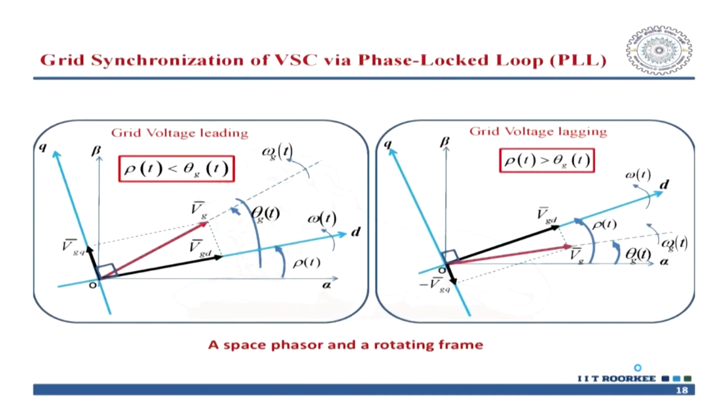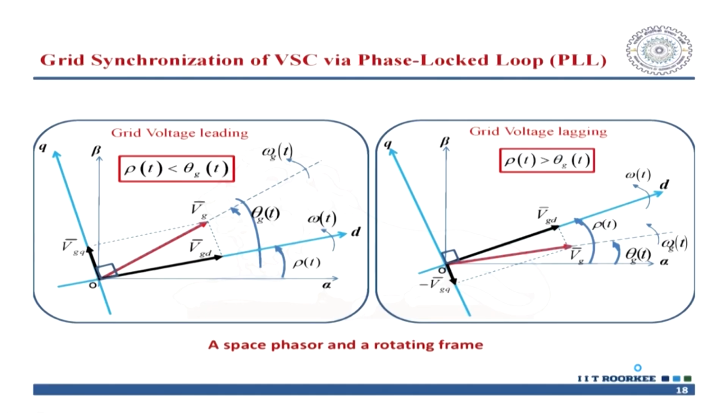Another interesting entity: we have shown several times in the Park transformation, ABC to alpha beta to DQ frame, that you are required to generate the theta, and that comes from the phase lock loop, or PLL. So, what is a PLL and how does it work? That is something we are silent about. So, let us discuss this PLL in the sections here.